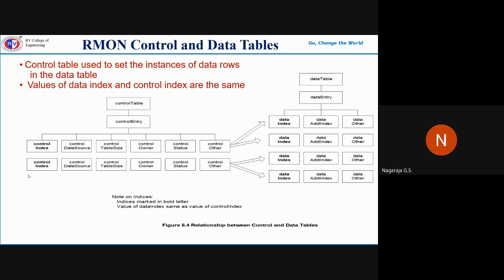One is the control table, where you have a control table, control entry, control index, control data source, control table size, control owner, control status, and control other. The moment we talk about it, there'll be a control entry; we'll have a number of control entries for multiple instances.